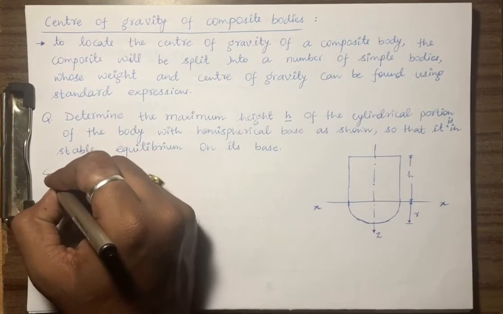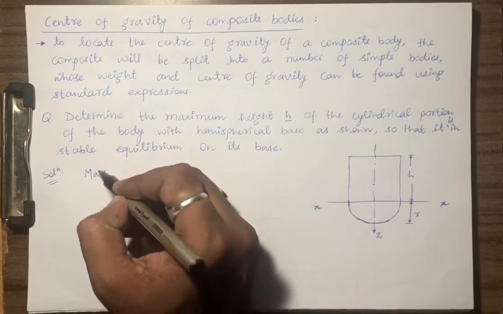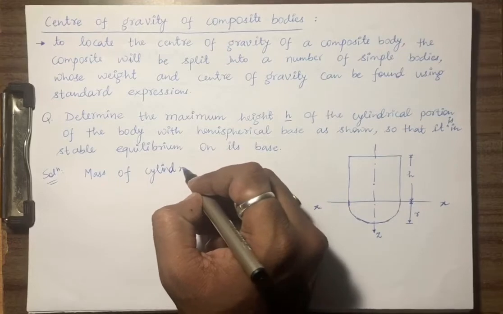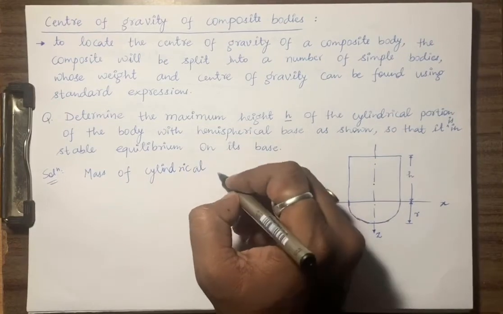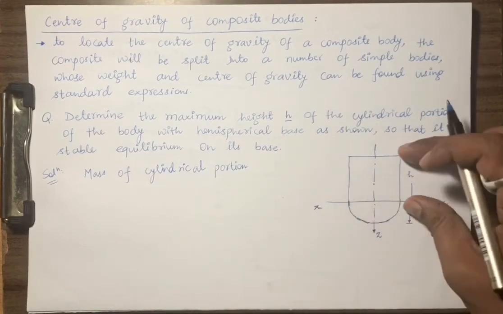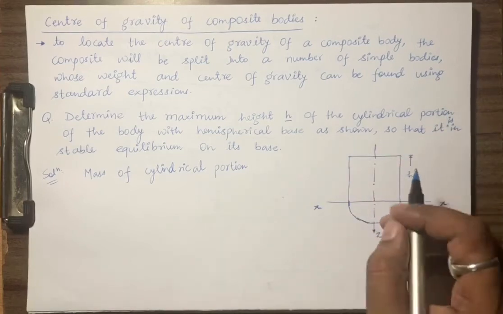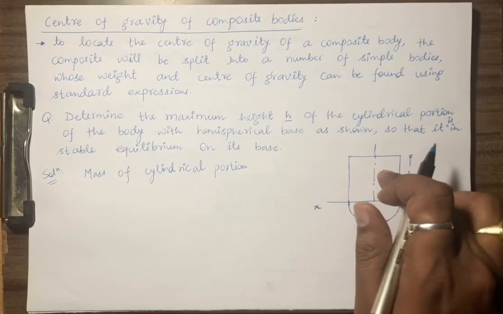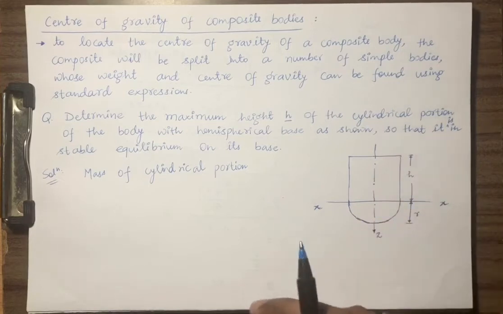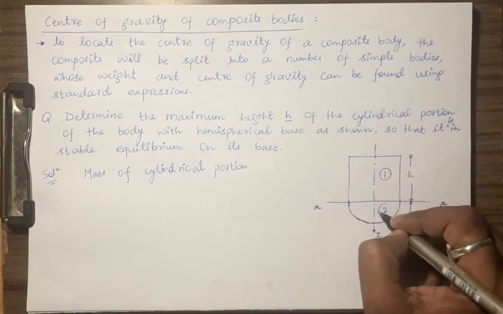So let us solve this problem. This is a composite body: this is a cylinder, this is a hemisphere. So we will divide this into a cylinder and a hemisphere. We will calculate the weight and center of gravity for this portion and for this portion, and we will solve after that. So let us say this is 1 and this is 2.